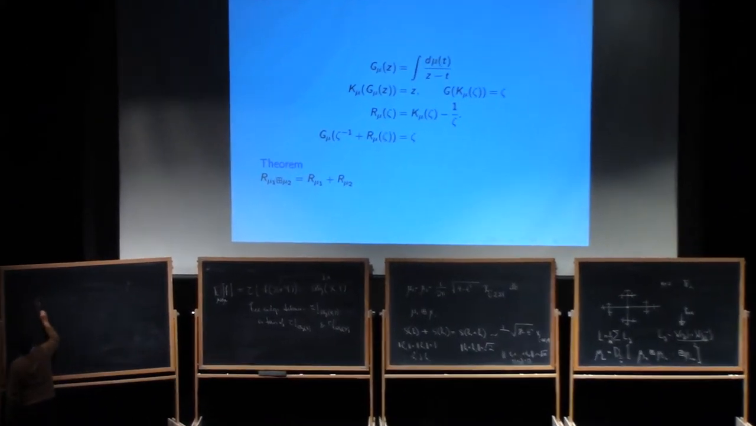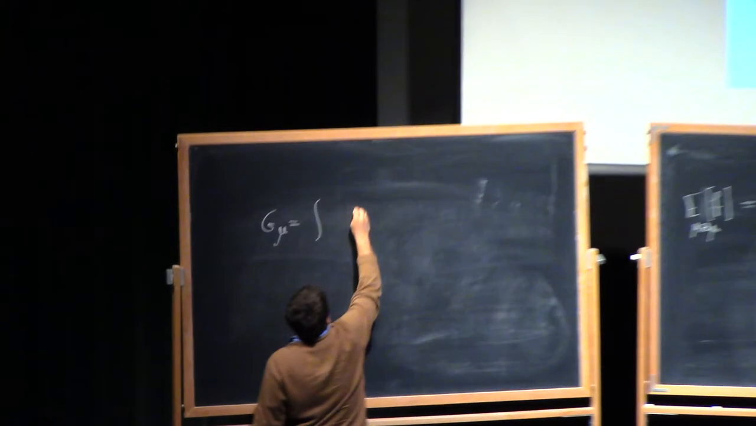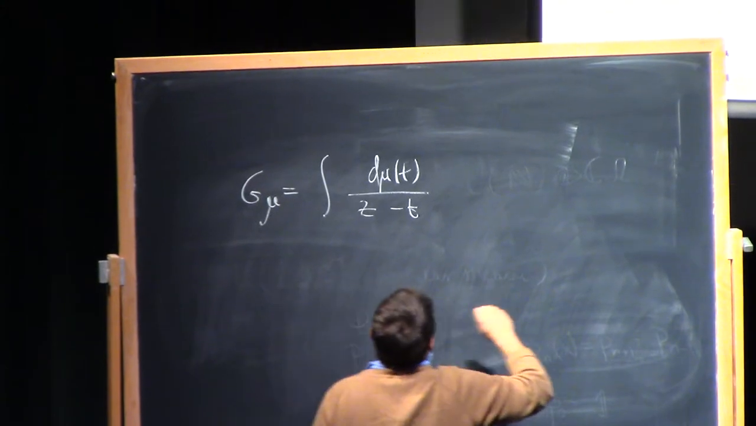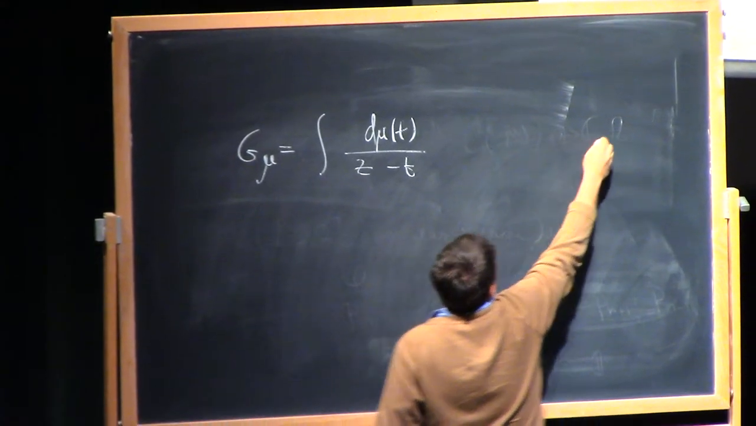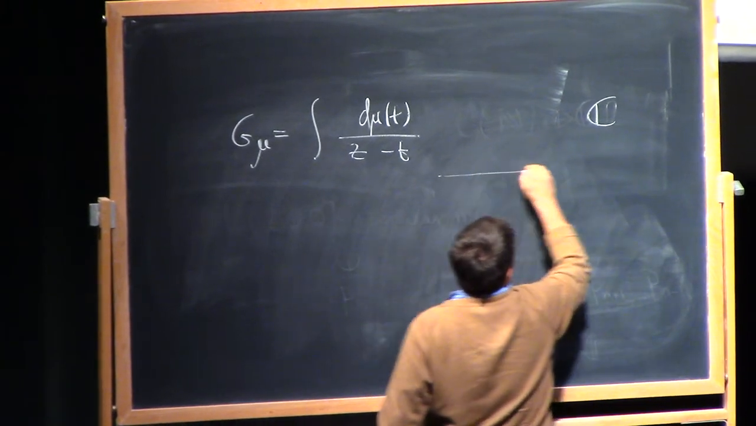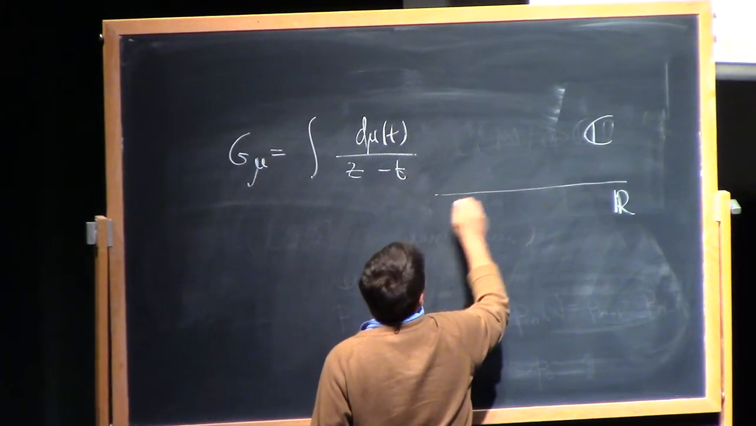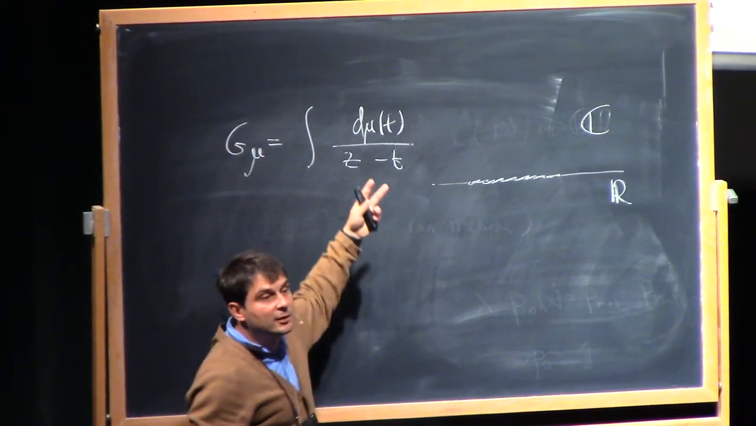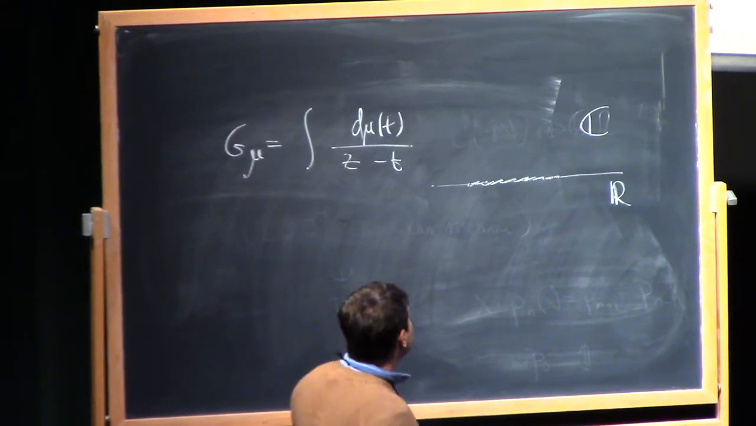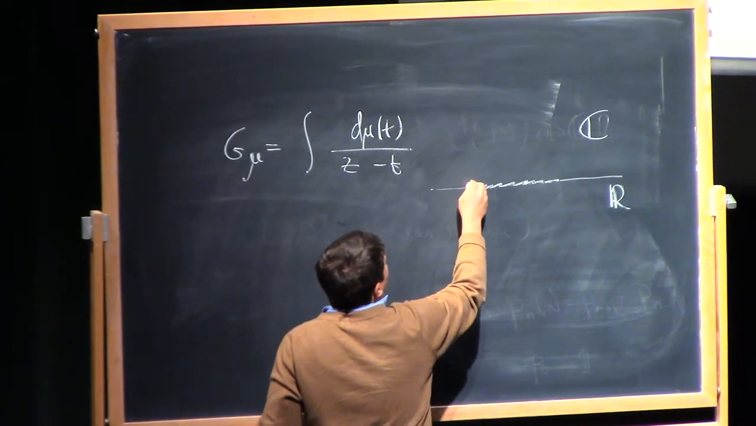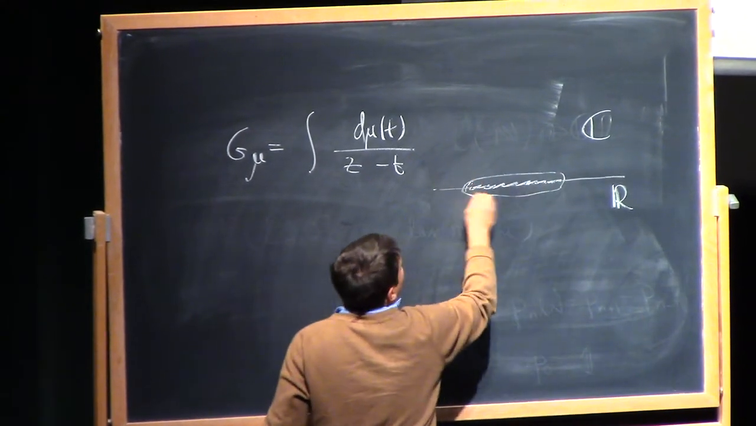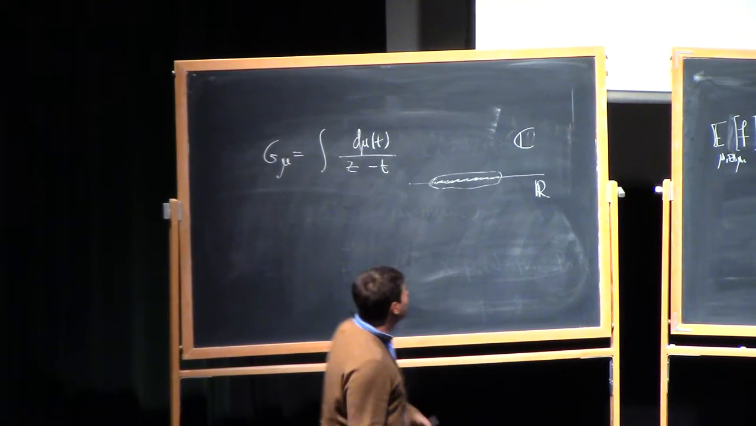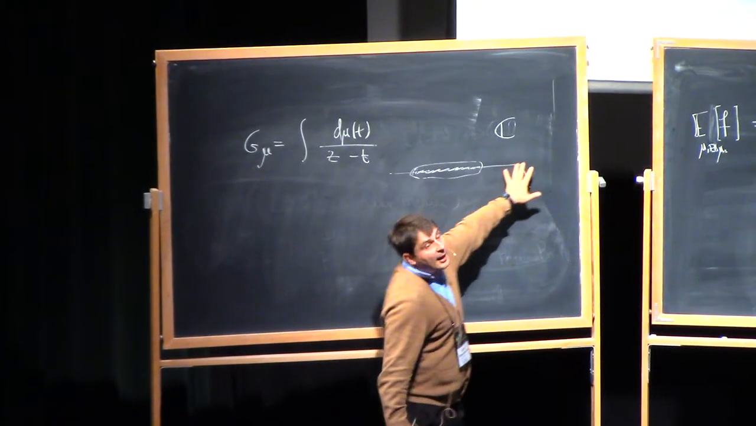So G_mu as before is the Cauchy transform. So it's the integral of d mu of z minus t. Now, what this thing is, if this is the complex plane, here's the real line inside the complex plane. Our measure mu is somewhere supported on this real line. And of course, this is well defined for any z outside of the support of our measure. So for example, if the measure is compactly supported, then this thing is defined outside the little one-dimensional piece of R that supports your measure.